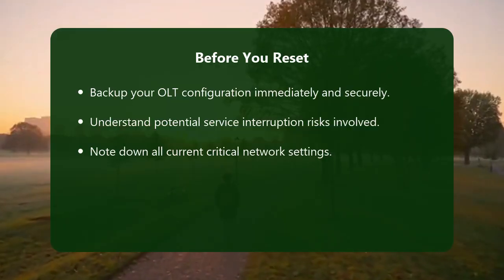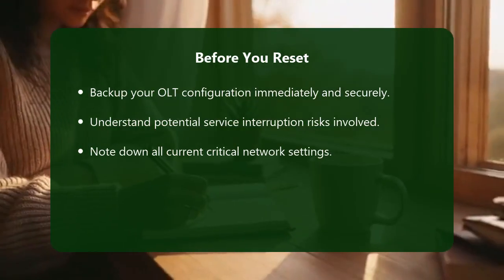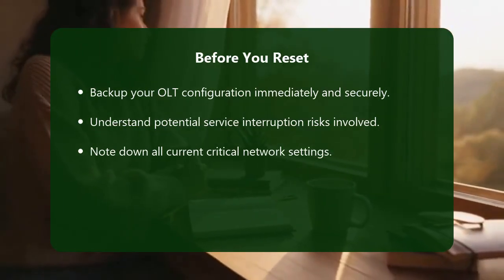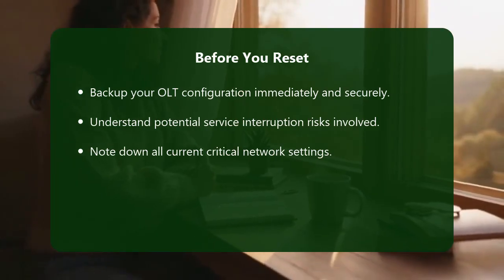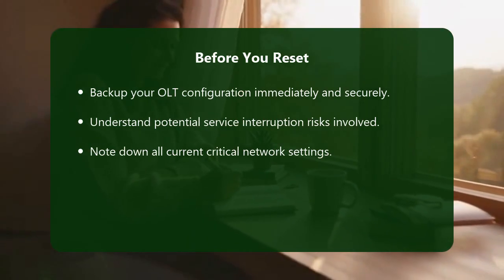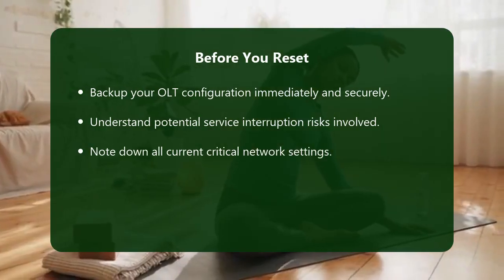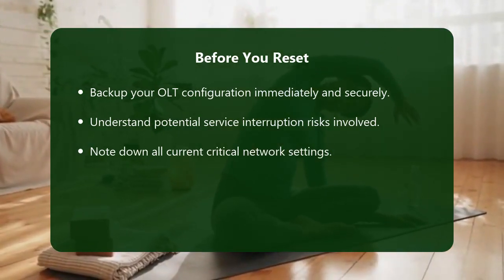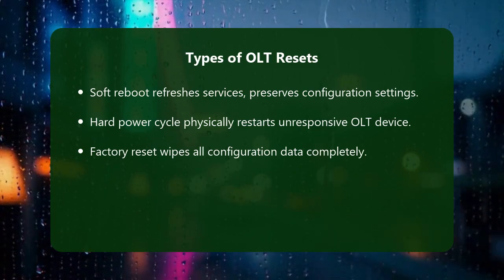Ensure you have a clear understanding of the impact a reset will have on your network and connected ONUs, as all services will be interrupted. There are generally 3 types of resets you might perform: a soft reboot, a hard power cycle, and a factory reset. A soft reboot simply restarts the OLT's operating system and services, preserving all configurations. This is often the first troubleshooting step for minor glitches.